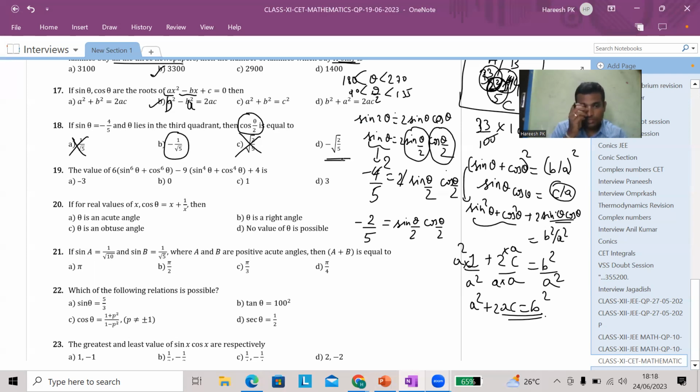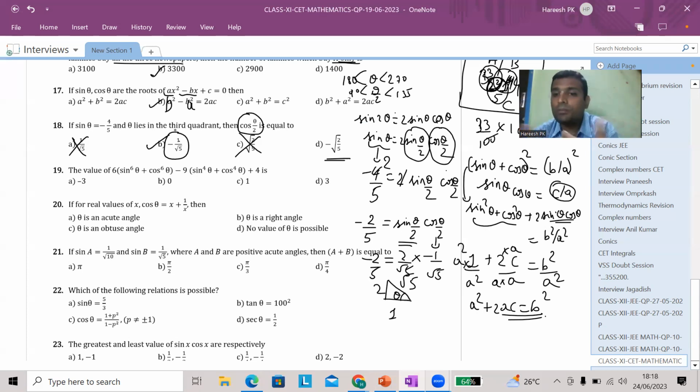Now how do we know which is the answer? Just draw a right angle triangle. Cos theta, let us assume, is 1 by root 5. So then sin theta will automatically become 2 by root 5. So if this is minus 1 by root 5, and if this is 2 by root 5, since it's directly satisfying the equation, no need of any further thing. So the right answer is minus 1 by root 5.